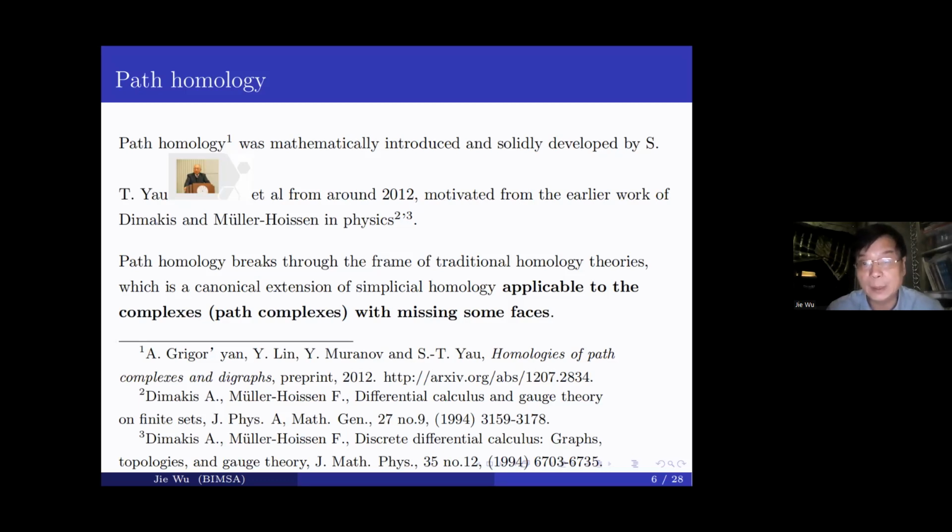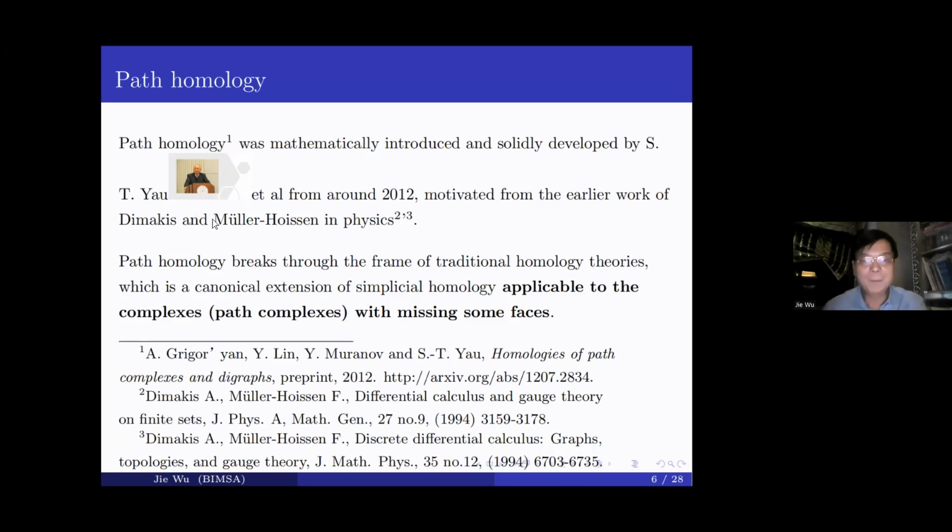Now, when I say this breaks through the frame of traditional algebraic topology, in the sense that the path complex may not satisfy the condition that given a simplex, you have to take all possible faces. So in some cases, it will fail. These missing faces come out. But the homology theory still works. That's an amazing point, you have to say. So it actually generalizes the original homology.